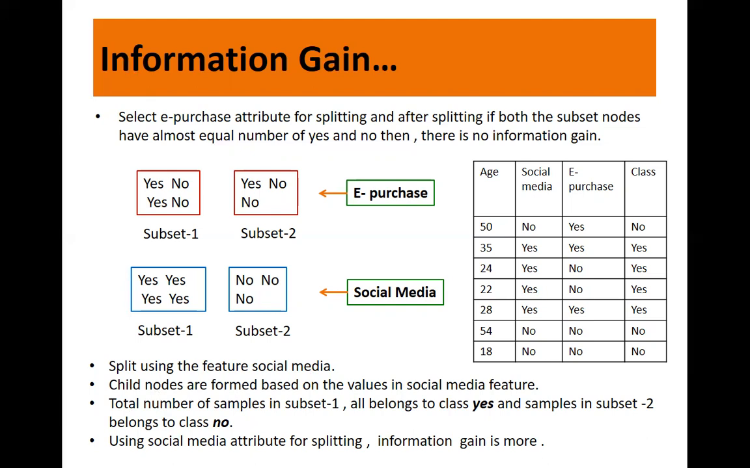Why? Because we can say that the first child node samples will do online purchase, whereas the samples in subset 2 will not do any online purchase, because the class label here is yes, here it is no. So here we get more idea about the class of the child nodes. Hence we reduce the entropy and there is more information gain. So I hope this concept is clear.